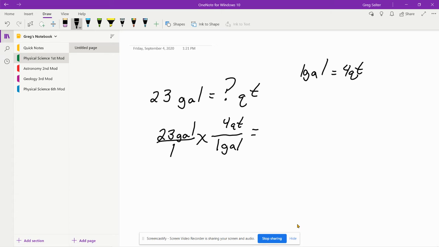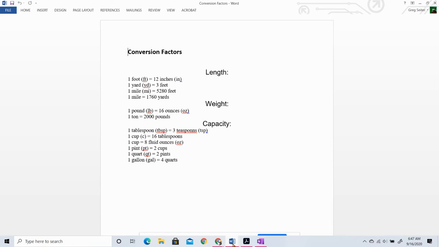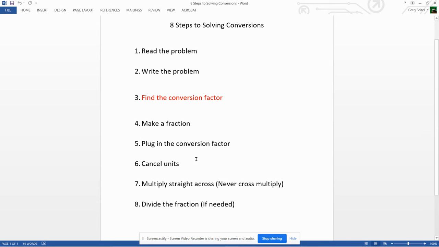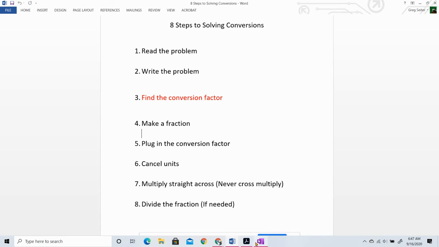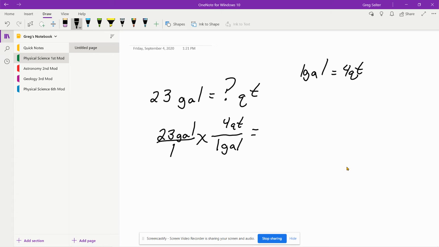Our next step after we put in that fraction, let's make sure we're following our steps. It'll make it easier. Make a fraction, plug in, cancel units. So let's go cancel some units. Remember, when we're factoring stuff, like 10 over 100, we can cancel out a unit of 10 here and get 1 over 10. So what we're trying to do here is cancel these units. I have gallons on top and gallons on the bottom. I can cancel those out. And lo and behold, I am left with quarts.